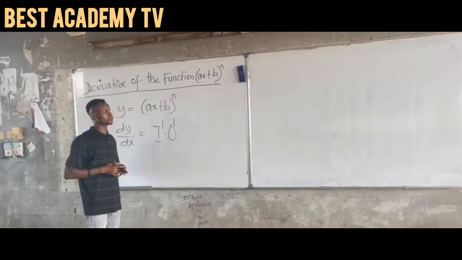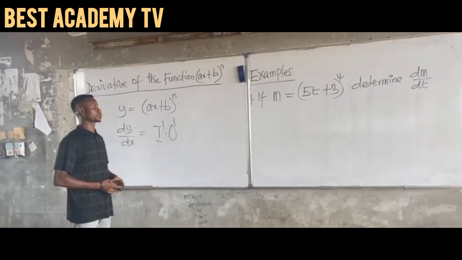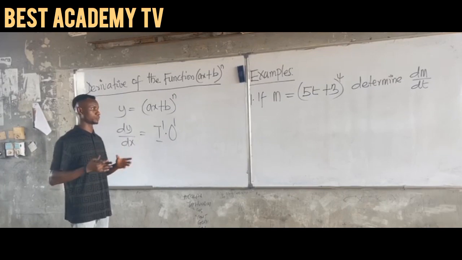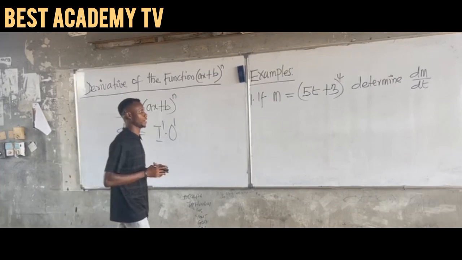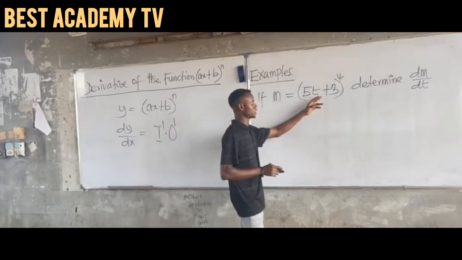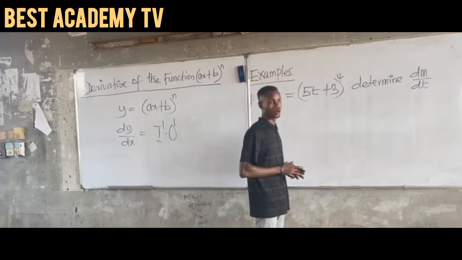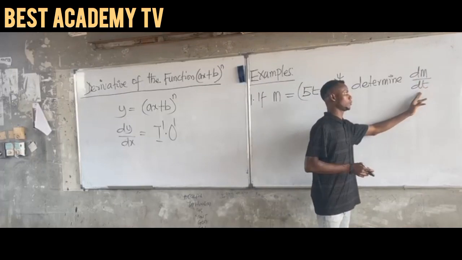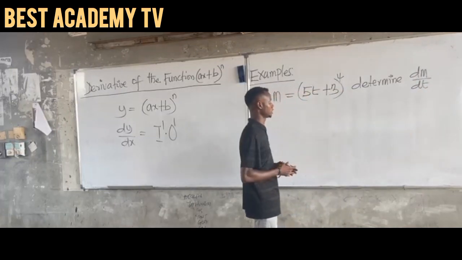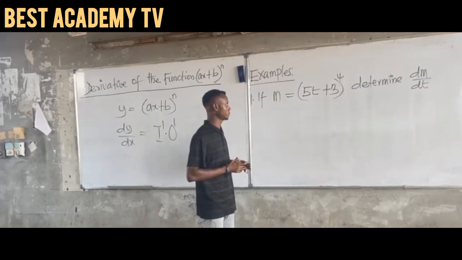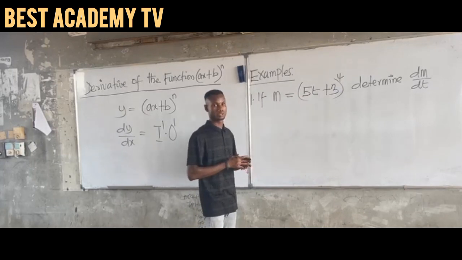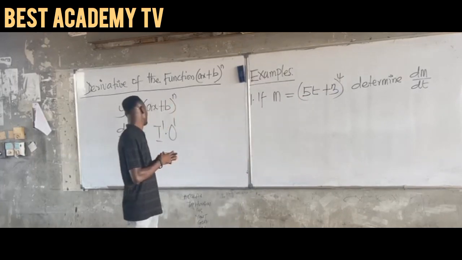Let's solve some examples so that we can get used to this function. The first example: if n = (5t + 3)^5, determine dn/dt. It is dn/dt because the dependent variable is n and the independent variable is t.